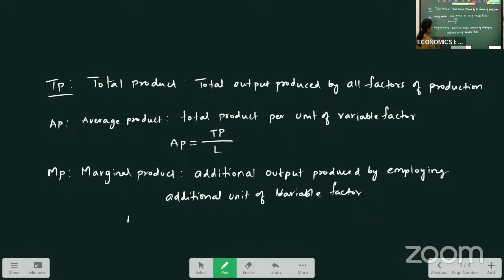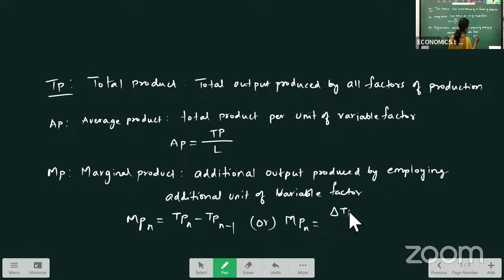So how will you write down the formula here? MPn, where n is the number of units we are producing, is TPn minus TPn-1. Or we can also write it as MPn equals delta TP by delta L. Delta means change. So delta TP is the change in total product.